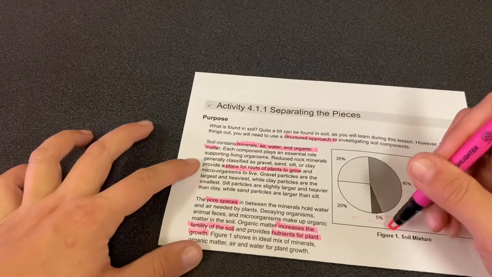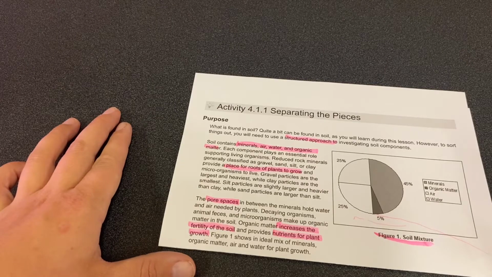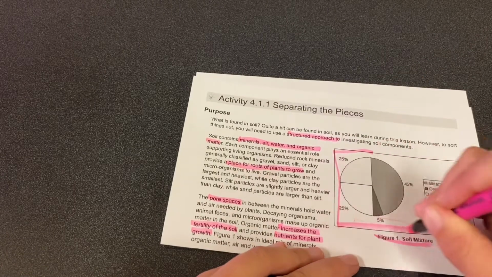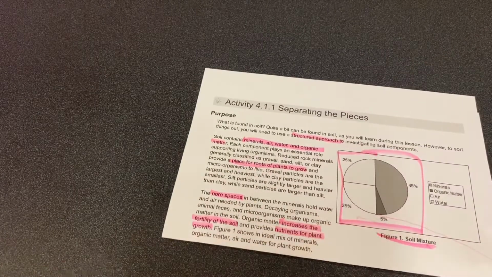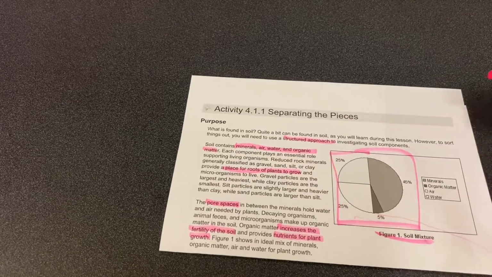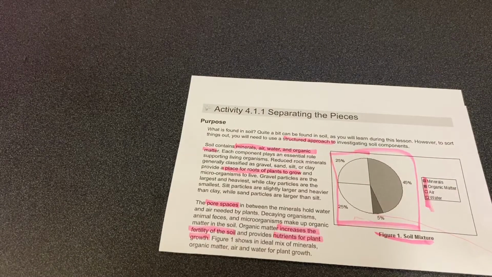Figure 1, which is this guy right here, shows an ideal mix of minerals, organic matter, air, and water for plant growth. So these percentages are what make up an ideal soil. That does not mean that's what's in every single soil, which is why we're going to do this lab. We're going to be taking a look at 2 different soil samples. We're going to break it apart through this lab to see really what percentages are these components, and then we would know if it is ideal or not.